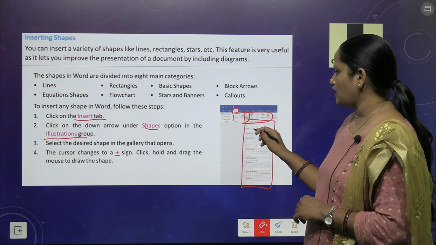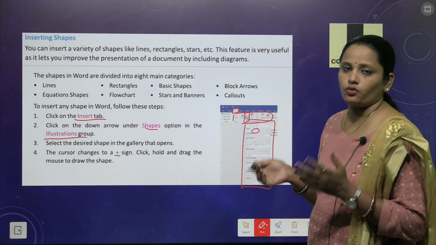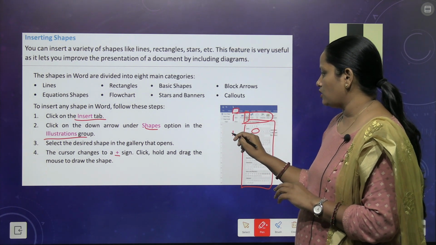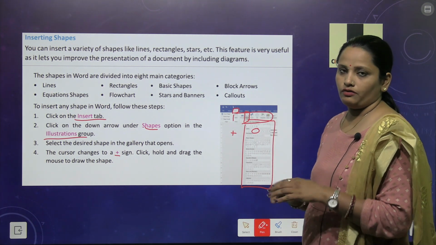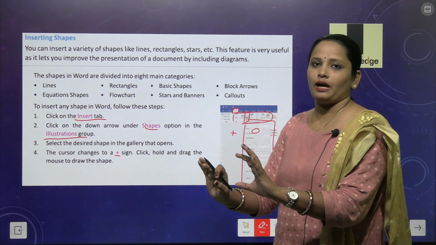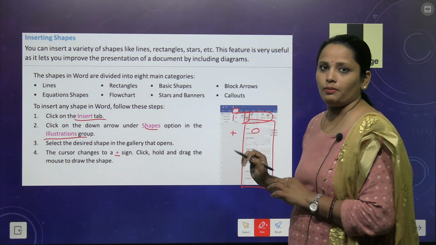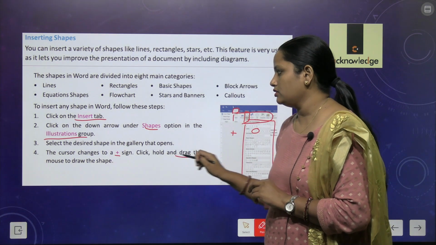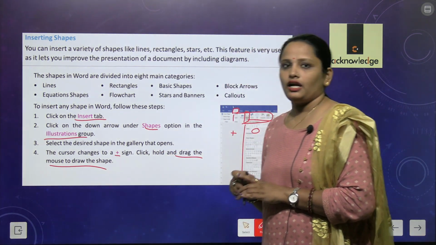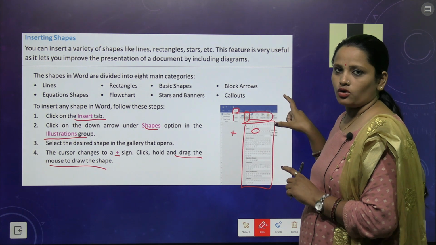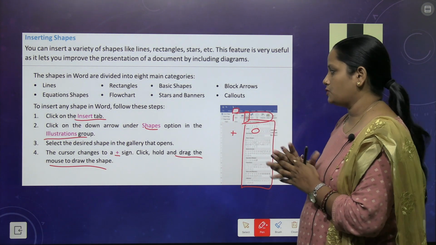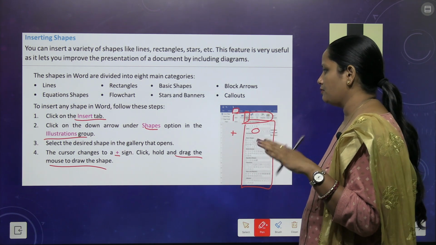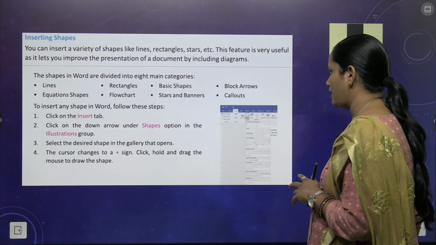So whenever we select a shape of our choice, what will happen? After selecting, the cursor will turn to a plus sign. When we bring our cursor to our document, it will work like a plus sign. So that plus sign has to be dragged. The mouse has to be dragged, and when we drag the mouse, the shape will take its proper position, and it will be in the desired shape that we have selected.